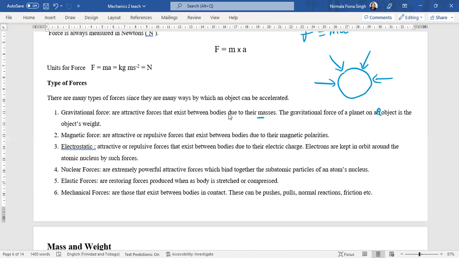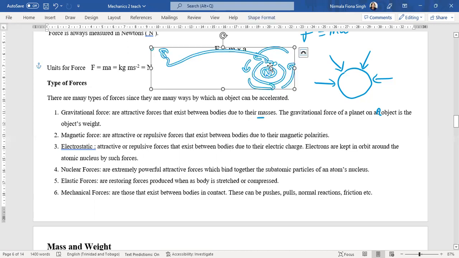Three, electrostatic forces. These are attractive or repulsive forces that exist between bodies due to electric charge. Electrons are kept in orbit around the atomic nucleus by such forces. You all are doing chemistry, so you understand that we have our nucleus and we have our electrons spinning very quickly around our nucleus. And the only reason those electrons don't fly off and go somewhere else is because of the attractive force due to the nucleus. What lies within the nucleus of an atom again? Anybody?